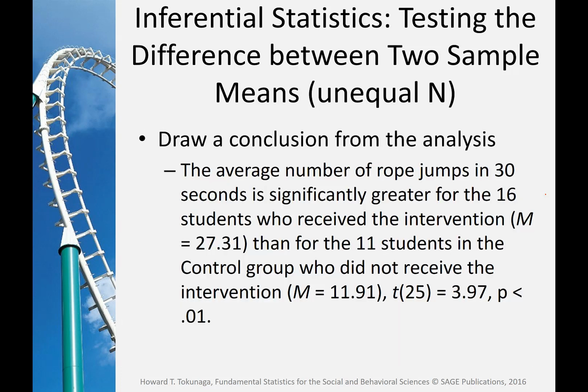So our conclusion is the average number of rope jumps in 30 seconds is statistically significantly greater for the 16 students who received the intervention than for the 11 students in the control group who did not receive the intervention.